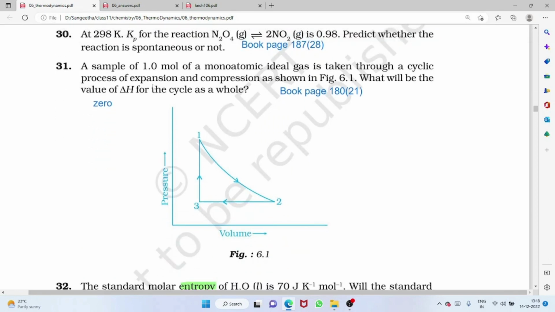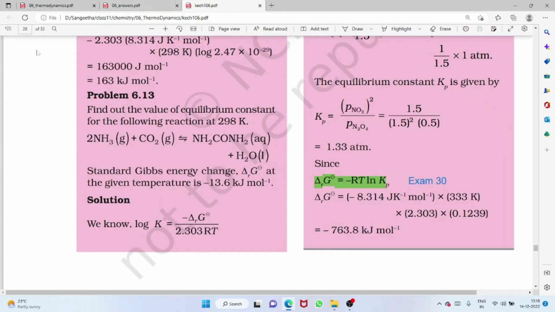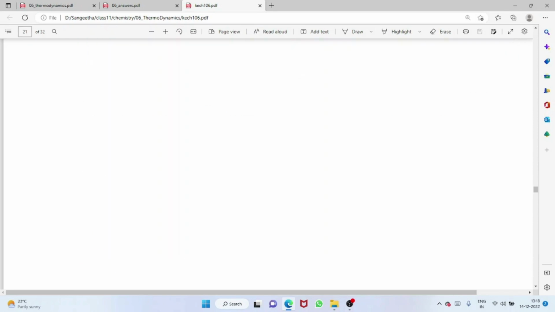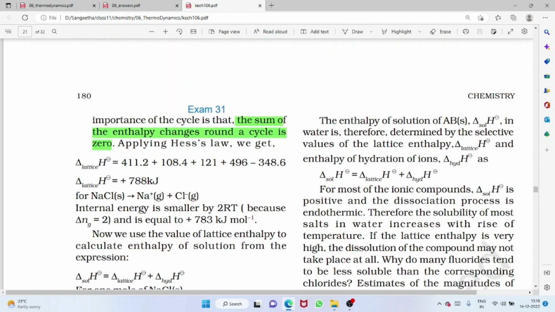A sample of 1 mole of monatomic ideal gas is taken through the cyclic process of expansion and compression as shown in the figure. What will be the delta H of this cycle? Only zero. Delta H of the cycle is 0. That is also given. The sum of enthalpy changes around a cycle is 0.